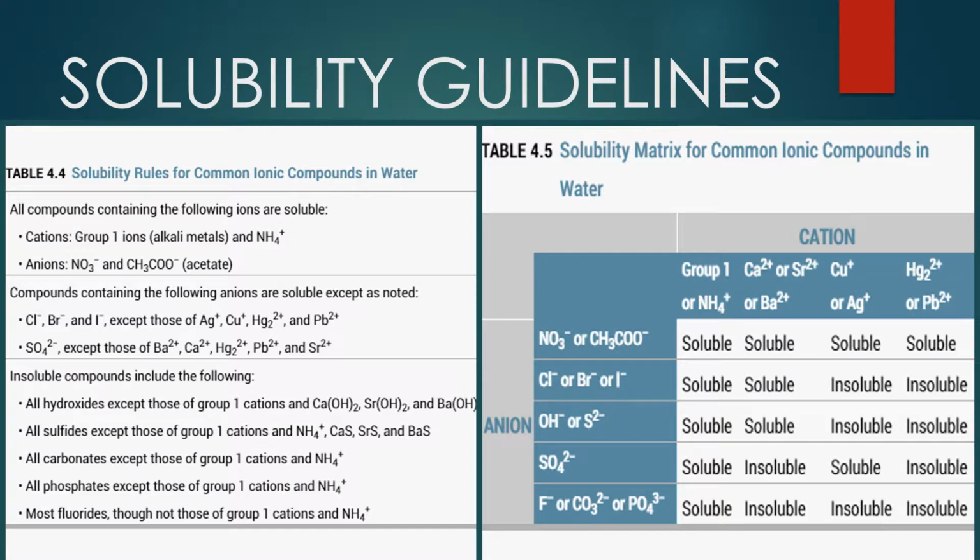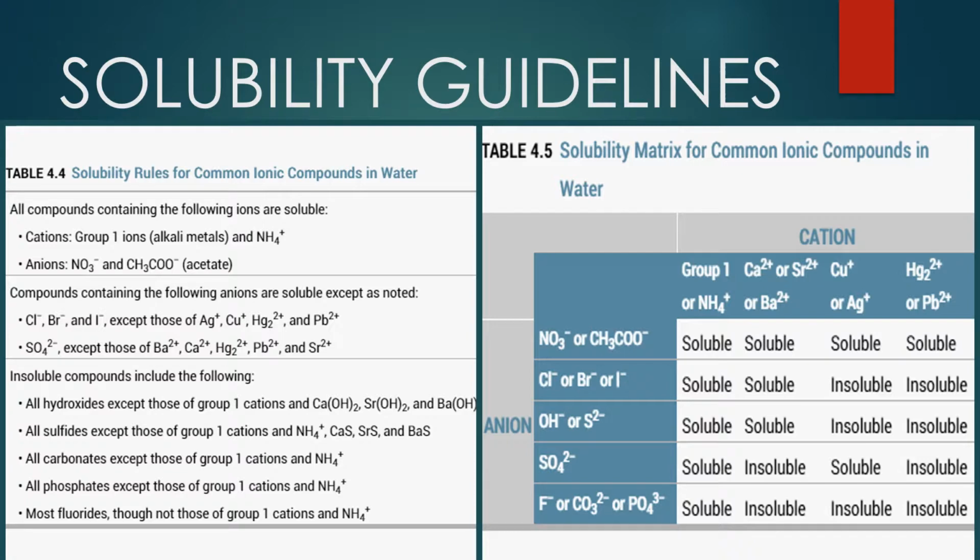So let's look this up. Let's look at the solubility chart. The one on the left is just the table listing all of the soluble and insoluble rules. The one on the right is the same information, just rearranged in a little matrix if that's easier for you to understand. They're both the same information. As you can see, the soluble ones are the cations that are all the group 1 ions, the alkali metals: lithium, sodium, potassium, rubidium, cesium, and francium.